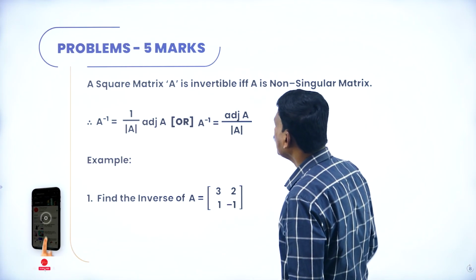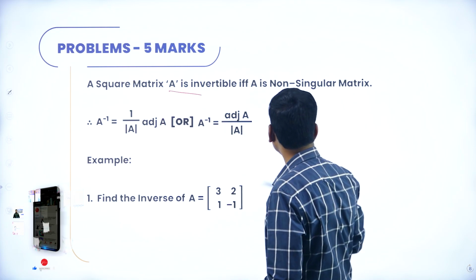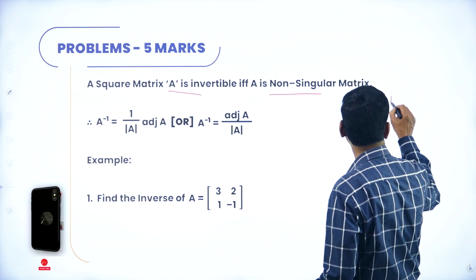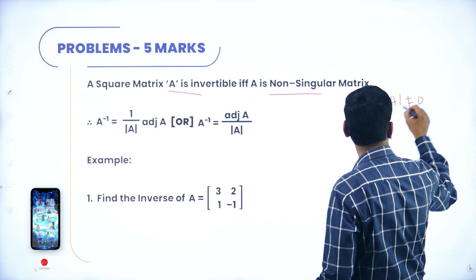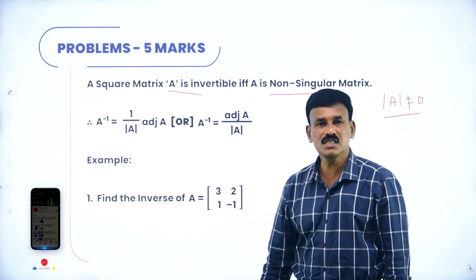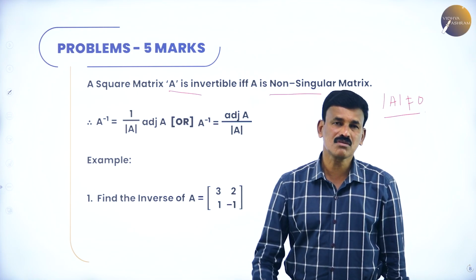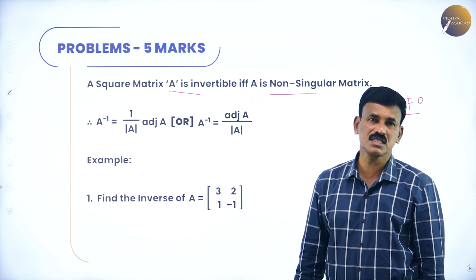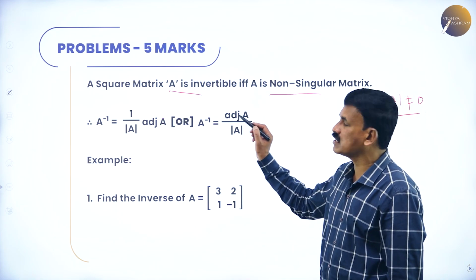Now a matrix A is said to be an invertible matrix if and only if it is a non-singular matrix. Non-singular matrix means determinant of A is not equal to 0. If determinant of A is not equal to 0, then it is called a non-singular matrix. Inverse exists if and only if determinant A is not equal to 0. That is a non-singular matrix.